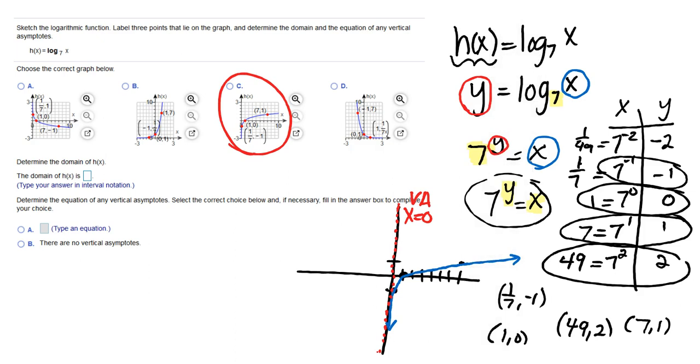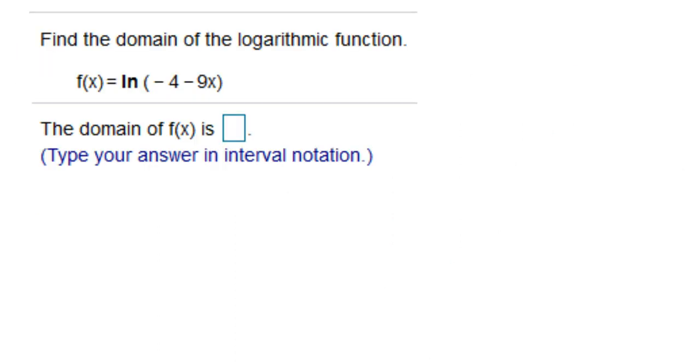So our domain is from 0 to infinity. We don't include 0 because 0 is that vertical asymptote. And then finally, we want to know what the vertical asymptote is. I've already mentioned it is the vertical line x equals 0.